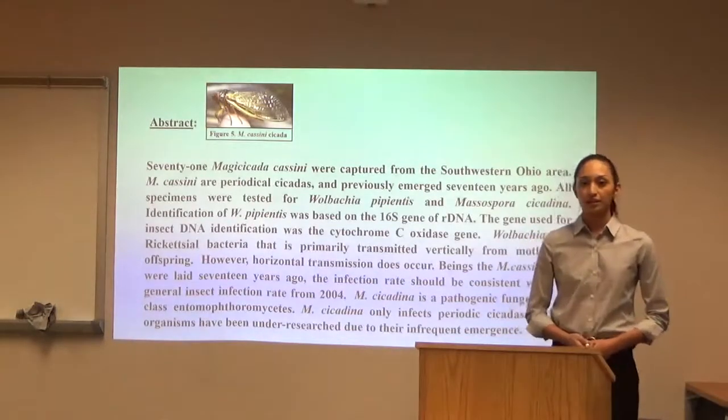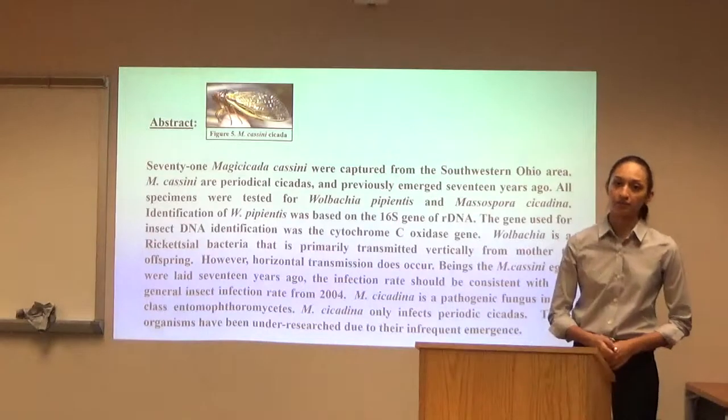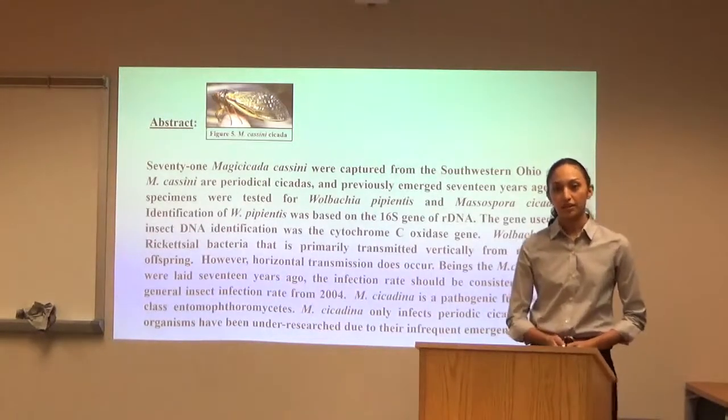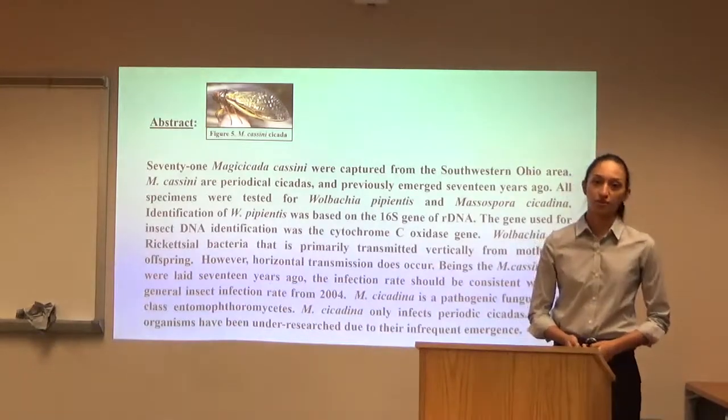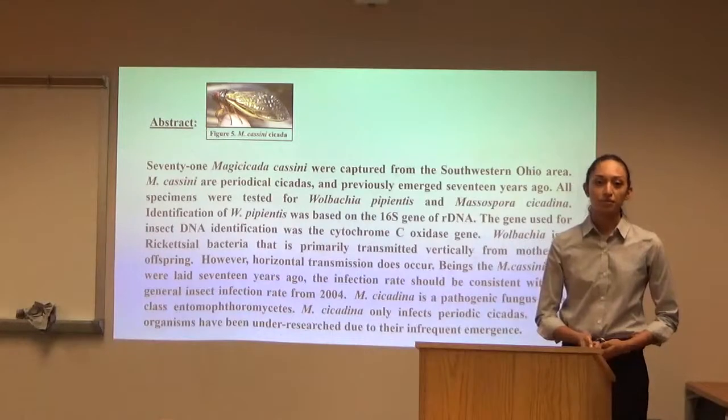Abstract. 71 Magicicada cassinis were captured from the Southwest Ohio area. Magicicada cassinis are periodical cicadas and they previously emerged 17 years ago. All specimens were tested for Wolbachia pipientis and Massospora cicadina.